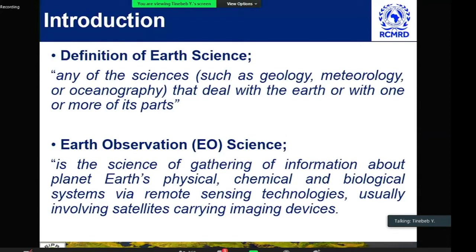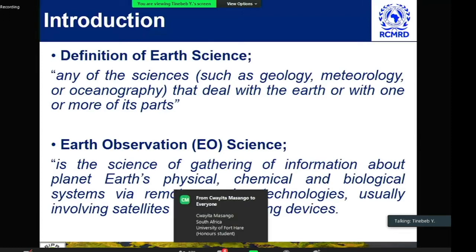So, what is Earth science? As we all know, it's any of the sciences, such as geology, meteorology, or oceanography, that deal with the Earth or with one or more of its parts. Earth observation is the integration of one small component of Earth science. It is the science of gathering information about the planet Earth's physical, chemical, and biological systems via remote sensing technologies. Usually that involves satellites carrying imaging devices, as you could see in the short video before the beginning of the PowerPoint presentation.